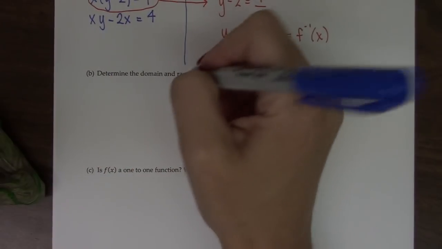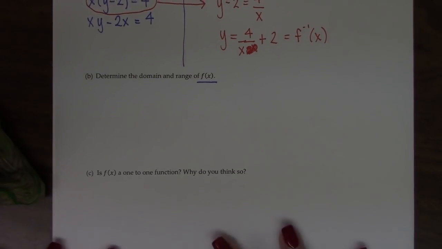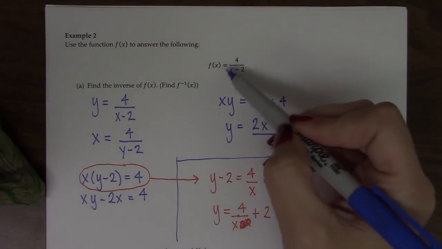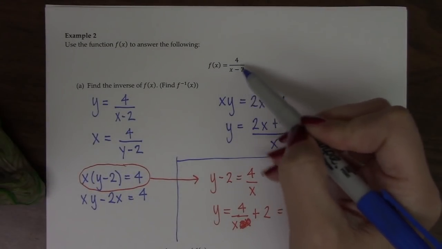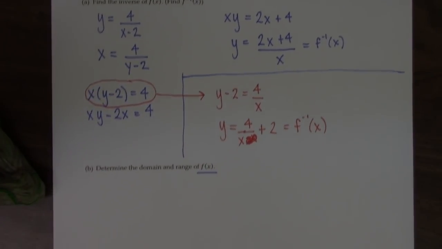So we're asked for the domain and range of f of x. Be careful on the test, because they could ask for the domain and range of the inverse. So you want to make sure you're getting these in the correct place. So for the original function, if we look back here, the only domain restriction I see that might be a problem for us is you can't have 0 in the denominator. So that means x cannot equal 2.